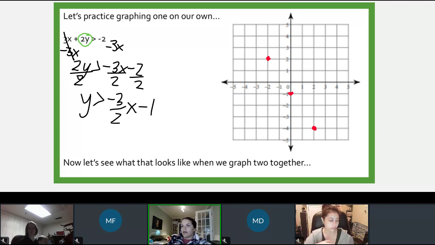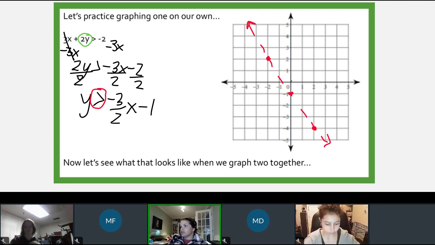So I look at my inequality sign. It is only greater than. Okay, so that means I'm going to use a dotted line through my points. Good, Ben. Now I have to decide which side of the line I should shade on. So I always like to use 0, 0 as a test point.